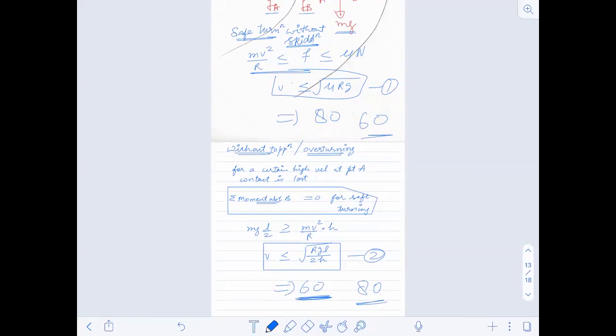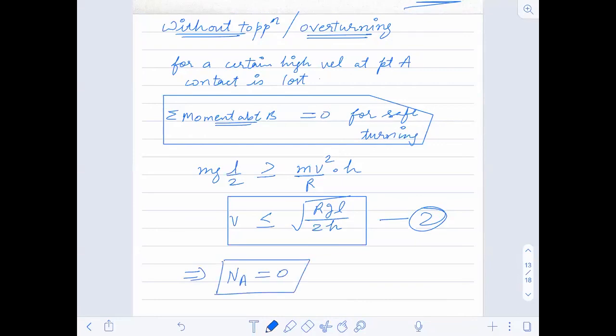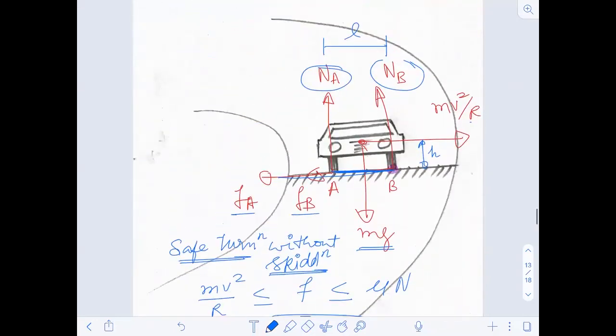So like that, these questions will be framed in advance. You have to analyze both the situations, either it is a skidding case or it is a toppling case. That's why I wanted to take these things here, and here only I'm writing that the situation I have assumed is that at NA the contact is lost. Understood?